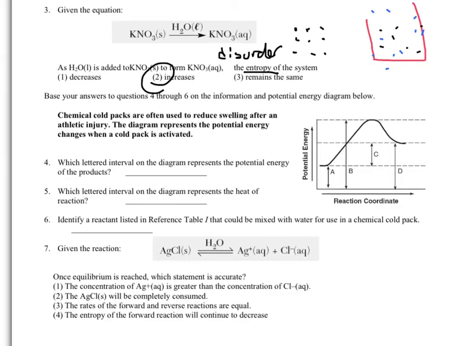Question number 4, we're looking for the potential energy of the products. Just like chemical reactions, the products are going to be on the left. So in this case, we can see the products are here. So this corresponds with choice D.